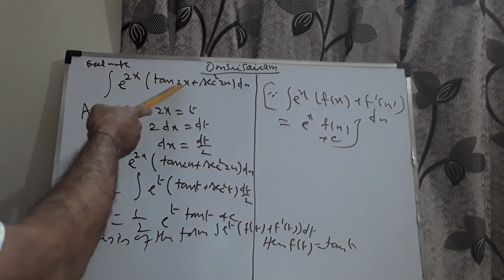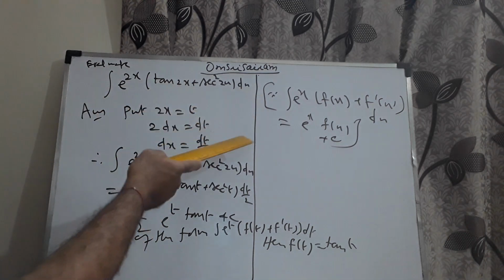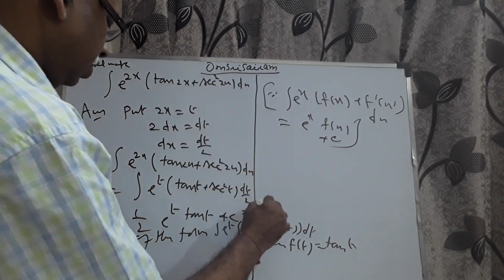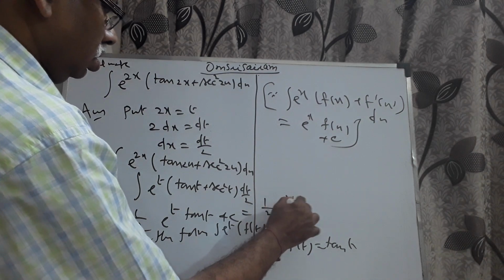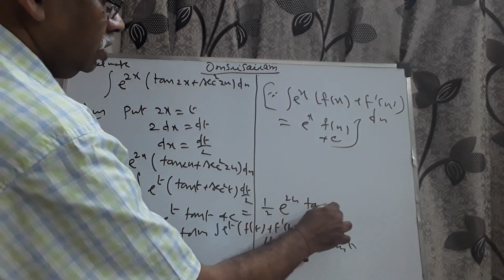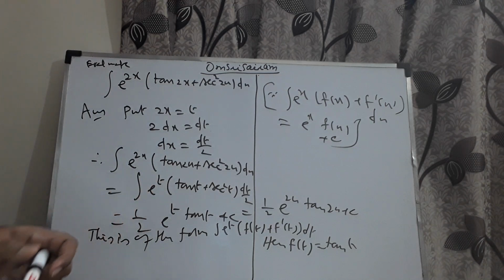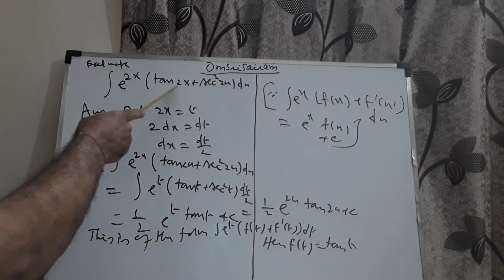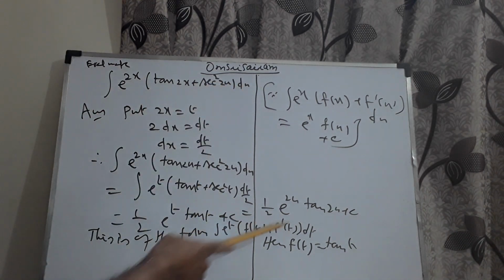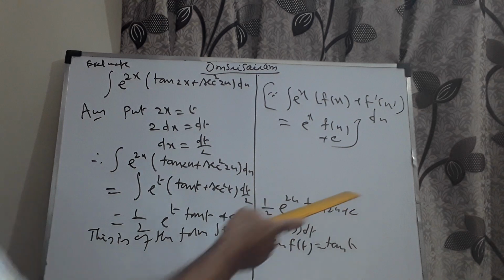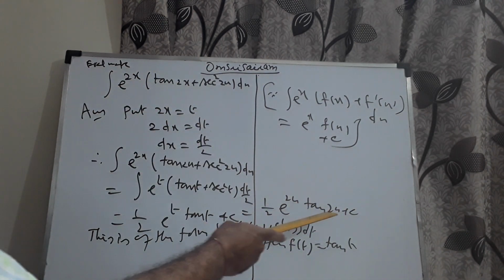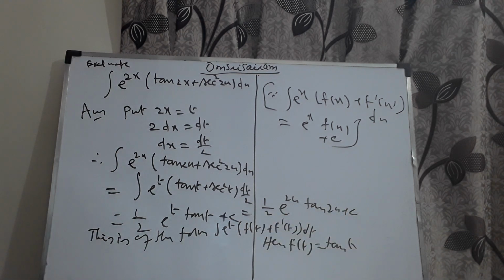If I have e power nx into tan nx plus secant square nx dx, put nx equal to t, and my final answer will be 1 by n e power nx tan nx plus c. In fact, here the answer is 1 by 2 e power 2x tan 2x plus c. Similarly, if it is e power 10x tan 10x plus secant square 10x dx, the answer is 1 by 10 e power 10x tan 10x plus c, and so on.